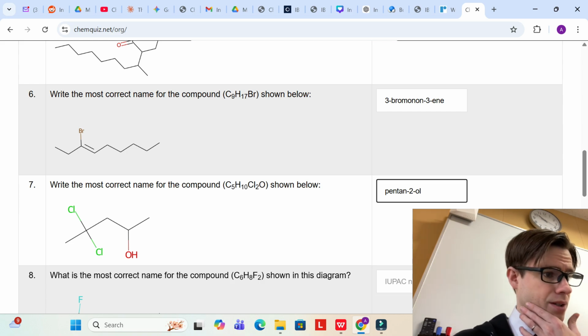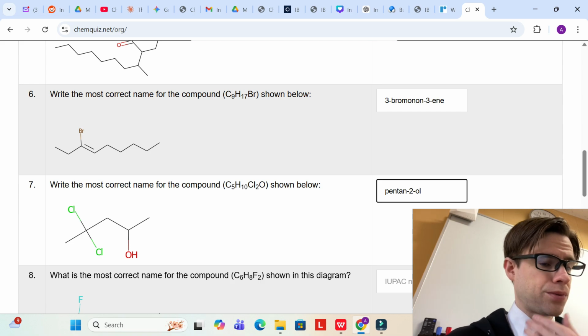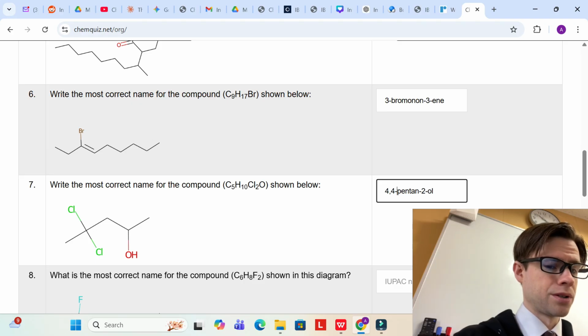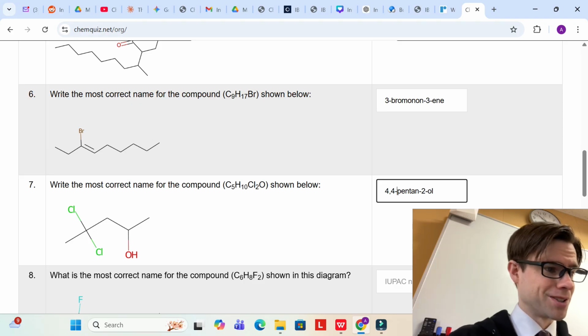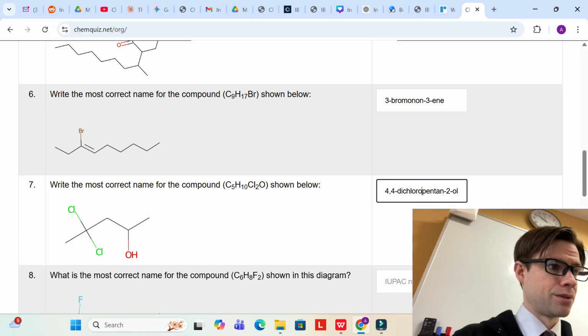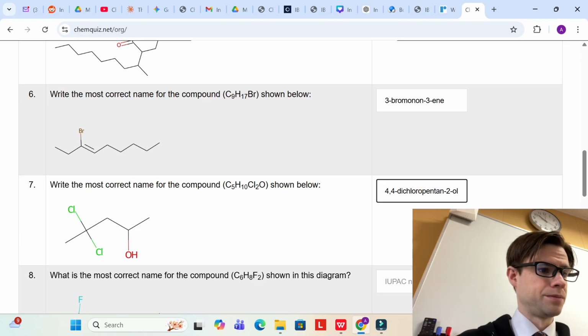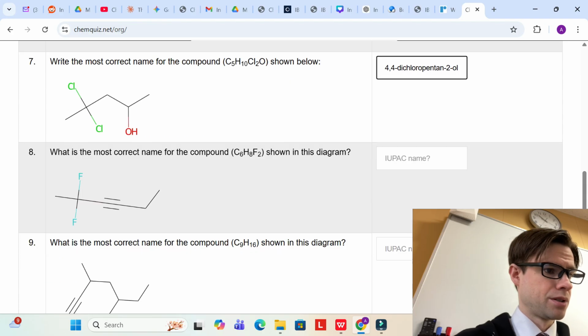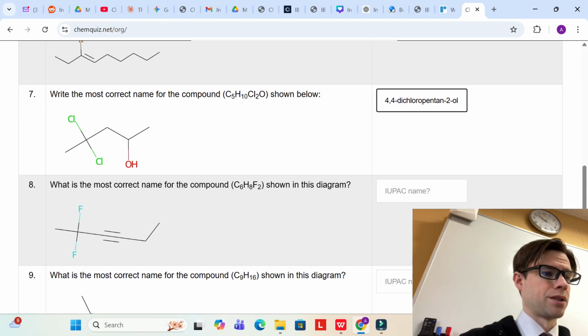Counting from the right side, and that will make the chloros 1, 2, 3, 4. 4 dash 4, 4 dash dichloro, pentan 2-ol. Should be good. Number 8, most correct name for this.